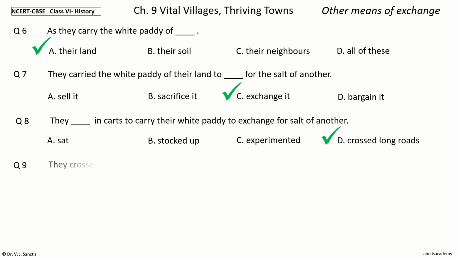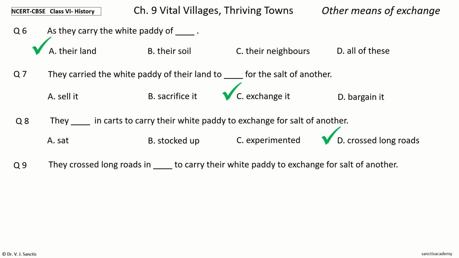Question 9. They crossed long roads in dash to carry their white paddy to exchange for salt of another. The options are caravans, carts, camels, all of these. Your time to choose. And the answer is carts. So, they crossed long roads in carts to carry their white paddy to exchange for salt of another.